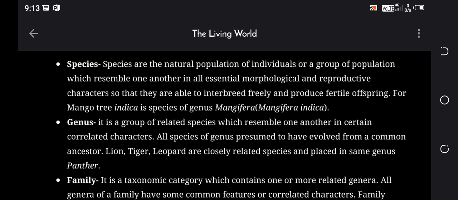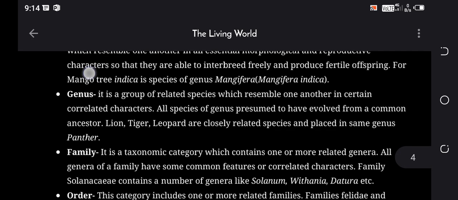Okay, second is genus. It is a group of related species which resemble one another in certain correlated characters. All species of a genus are presumed to have evolved from a common ancestor. Lion, tiger, leopard are closely related species and placed in the same genus Panthera.